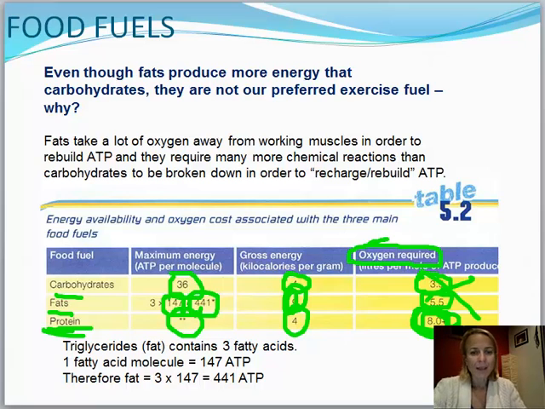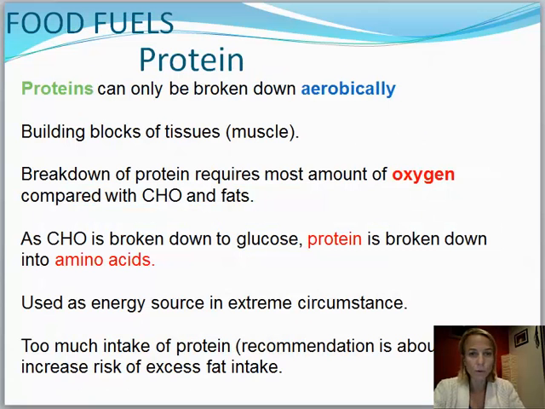So protein, last resort. It's a last resort fuel, and it can only be broken down aerobically. Same with fats. Fats can only be broken down aerobically. Protein's important because it's the building blocks of our cells. So recovery is really important to include protein. A lot of athletes drink protein drinks and milk and banana to restore glycogen stores, as well as protein to help repair muscle that's perhaps been damaged during heavy workouts.